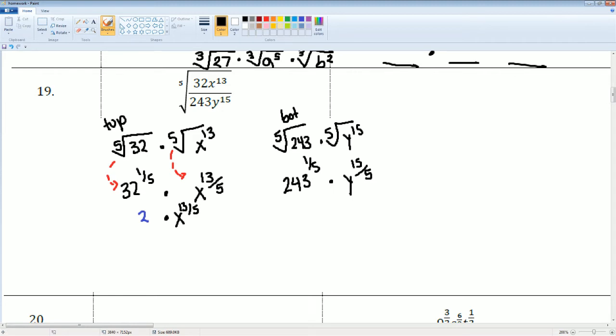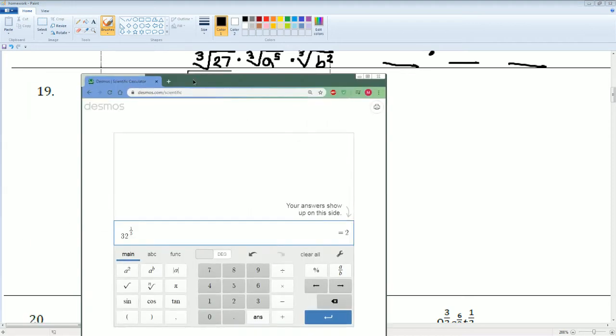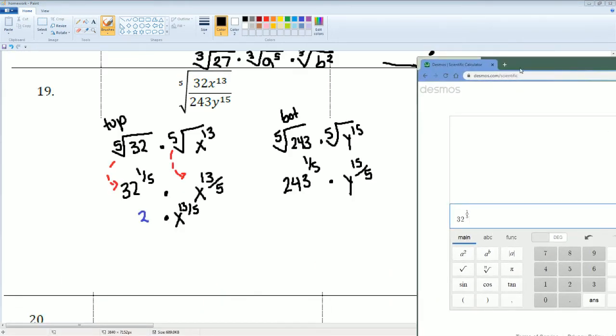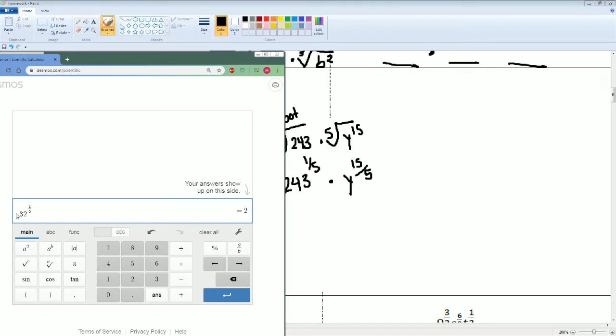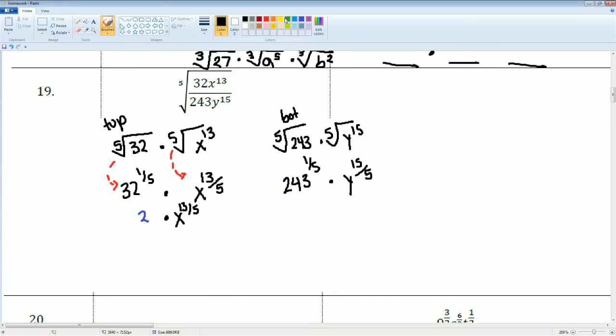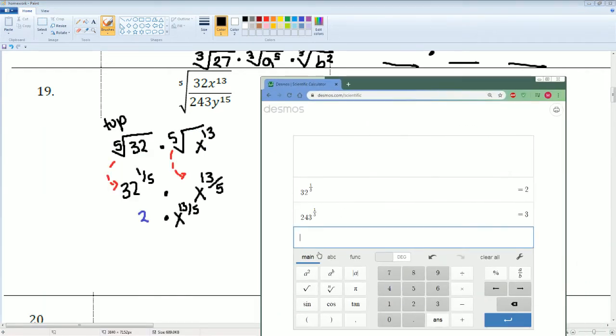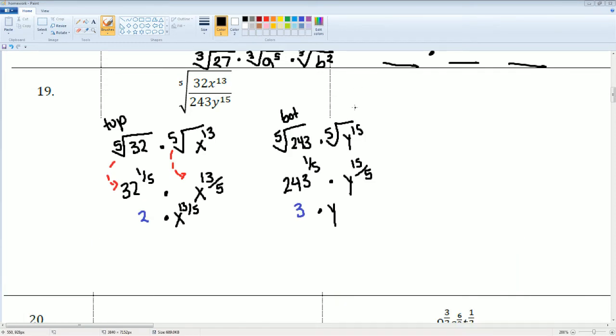What about this? Is that perfect? Let's see if we could do that on decimals. 243 to the 1/5 power. Oh yes, that's neat. It becomes 3. Sweet. Lucky us. So this number becomes 3. And y to the 15 over 5, we know 15 over 5 is just, what's 15 over 5? It should be 3, but let's just make sure. 15 divided by 5. Yep, that's 3. Okay, so this is to the 3rd power.